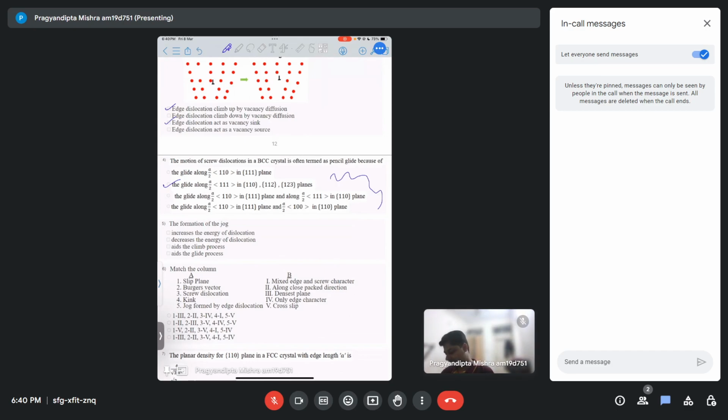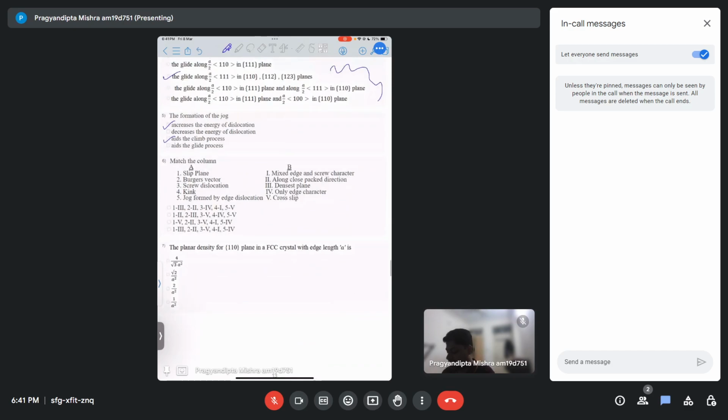Okay. So next question: the formation of the jog, does it increase the energy of the dislocation or decrease the energy of the dislocation? First option. It will definitely increase the energy of the dislocation, right? Because it is moving it out of the plane. It will increase the energy, but it has to happen because there is some barrier. It is a necessary increase because something is blocking the dislocation motion. So does it aid the climb process or the glide process? We already saw that kink aids the glide process, but jog aids the climb process. So option C is correct.